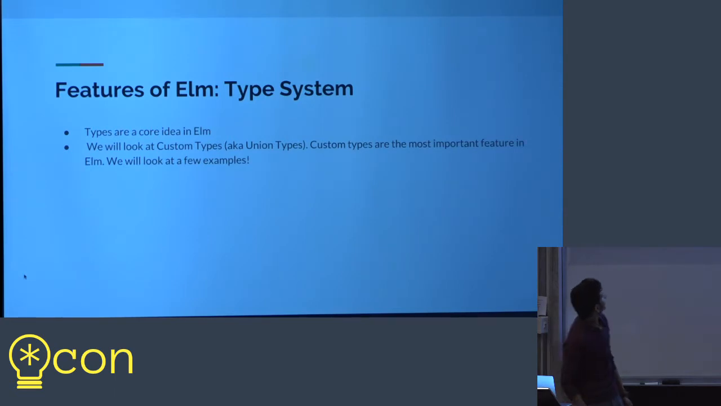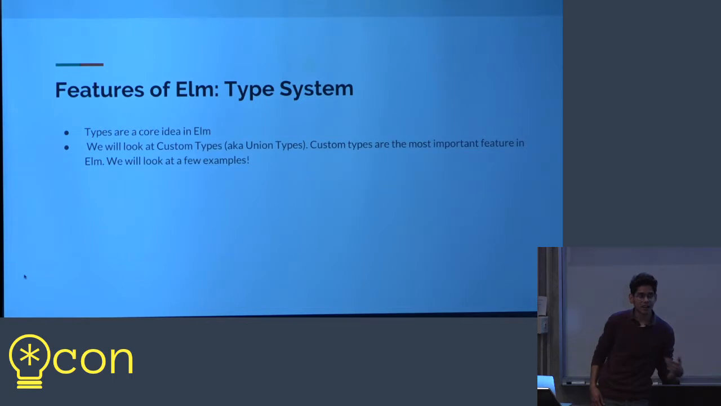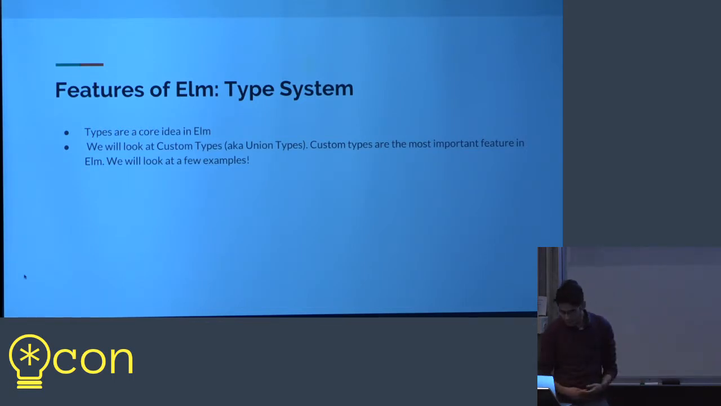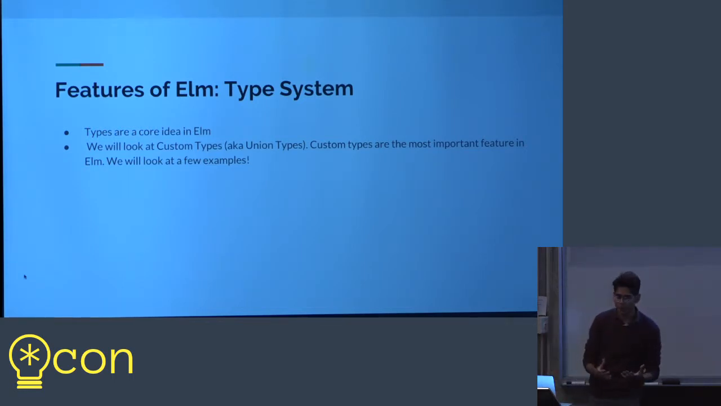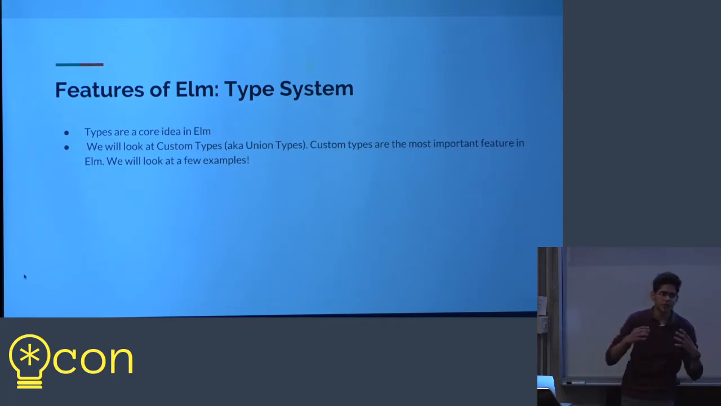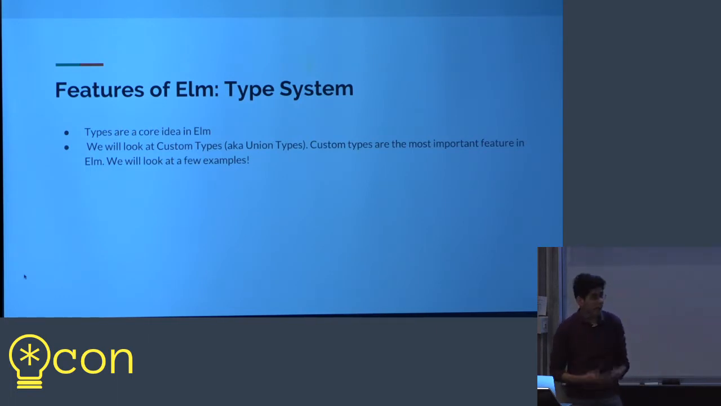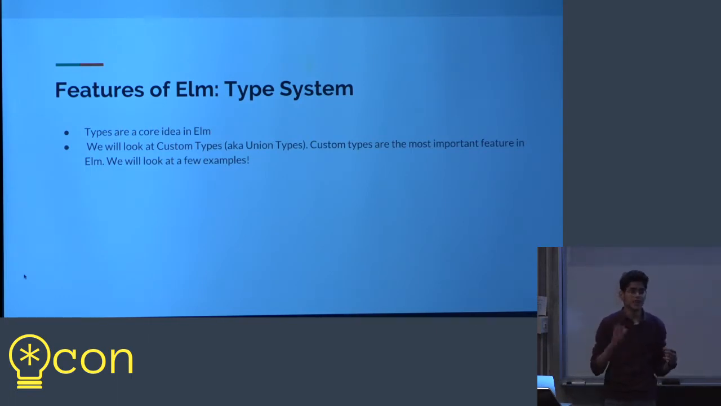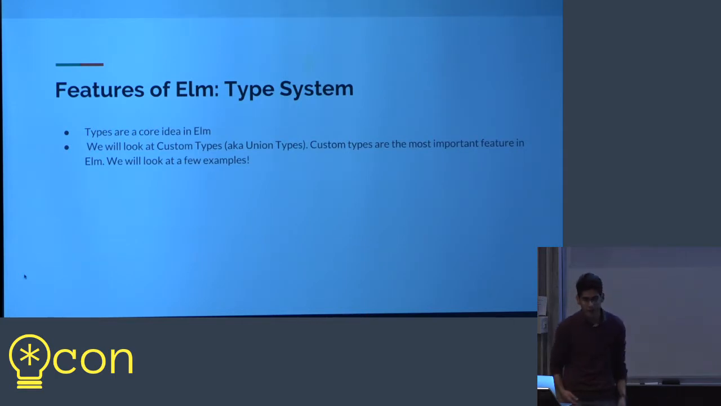So let's talk about features of Elm. And the first feature I'm going to talk about is the type system. Types are a core idea in Elm. The language forces the developer to design around the types. And since it's statically typed, the compiler ensures all the data that flows in your program is of the correct type. I find this to be a great advantage because the errors, when compared to a dynamically typed language like Python or JavaScript, are caught at compile time instead of runtime. And that means fewer crashes when a user is actually using your application.